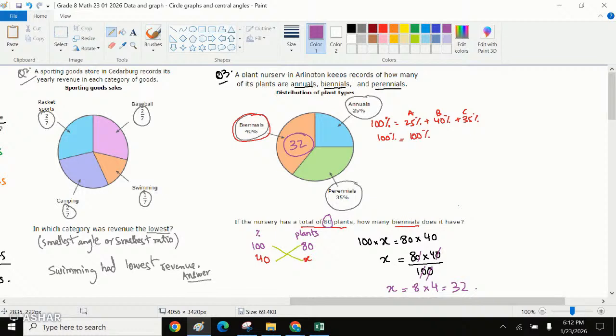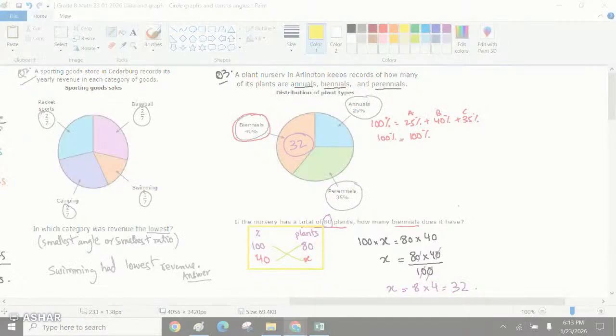Okay, this is what we call the comparison method, the ratio method. We can solve any ratio through this, but we need to have one given ratio. In this case, 100% was given to us, that was 80 plants in total. Are we clear on this, or do we have any questions? If we have any questions, please do let me know. Okay, good. Let's move ahead.